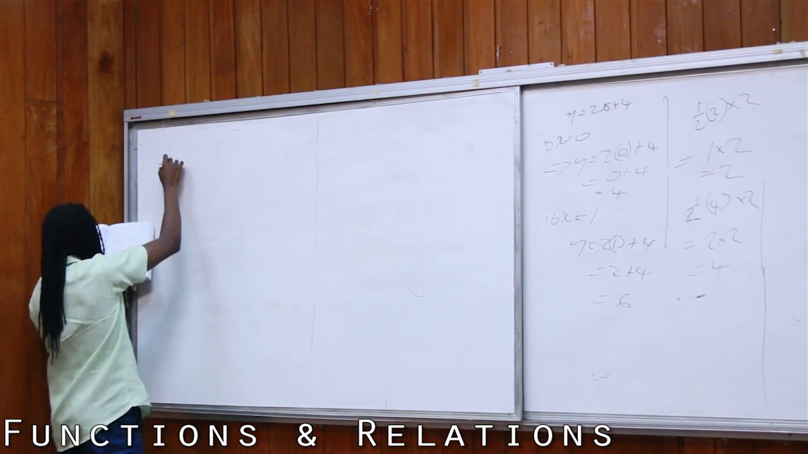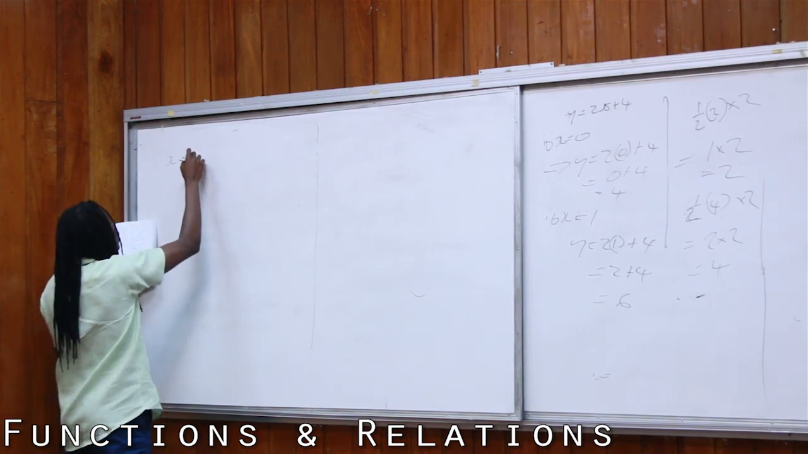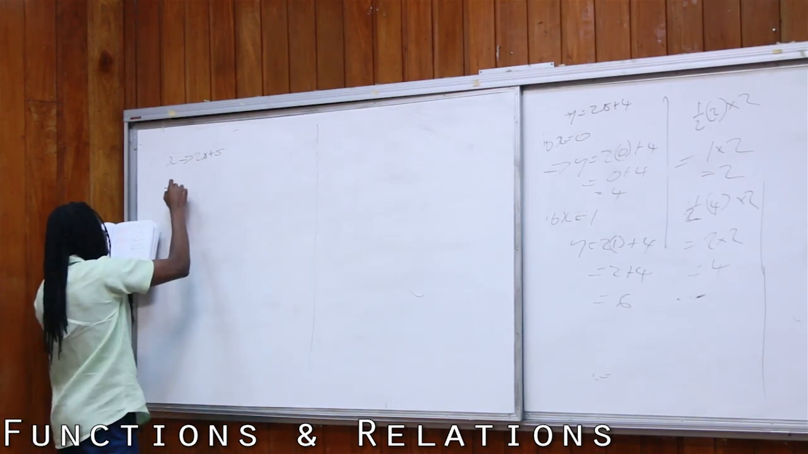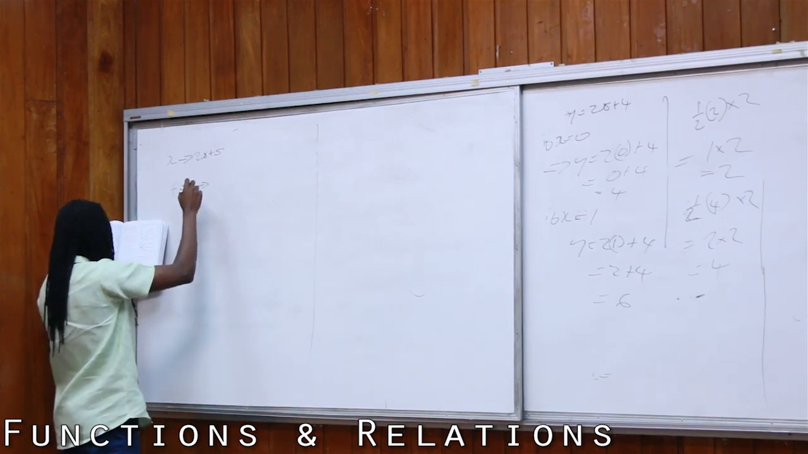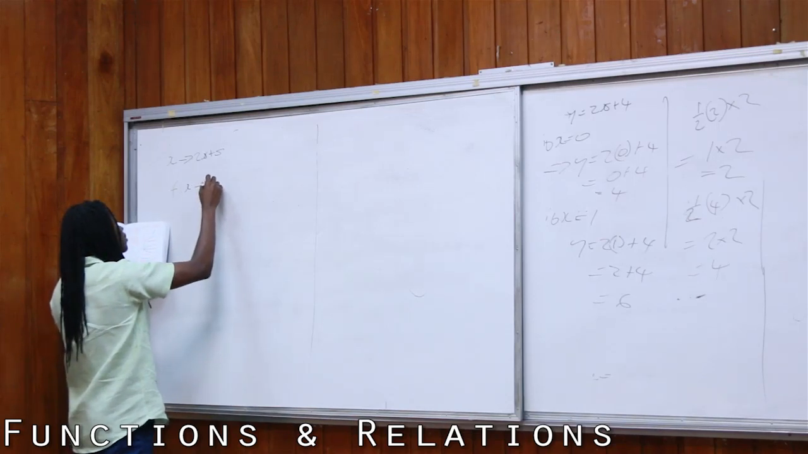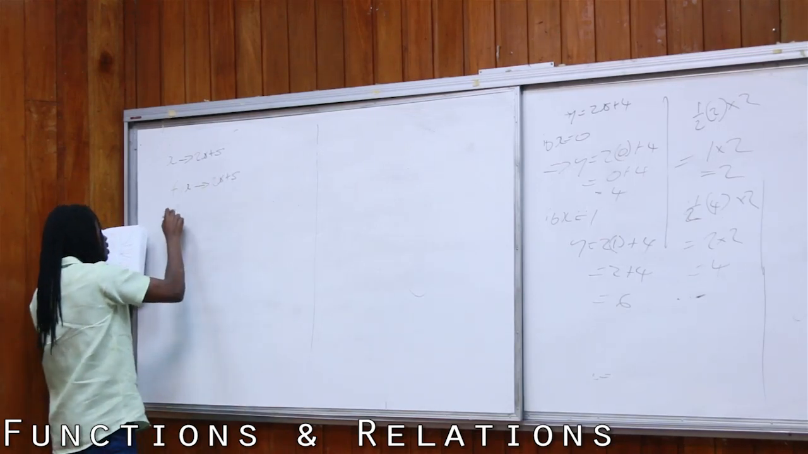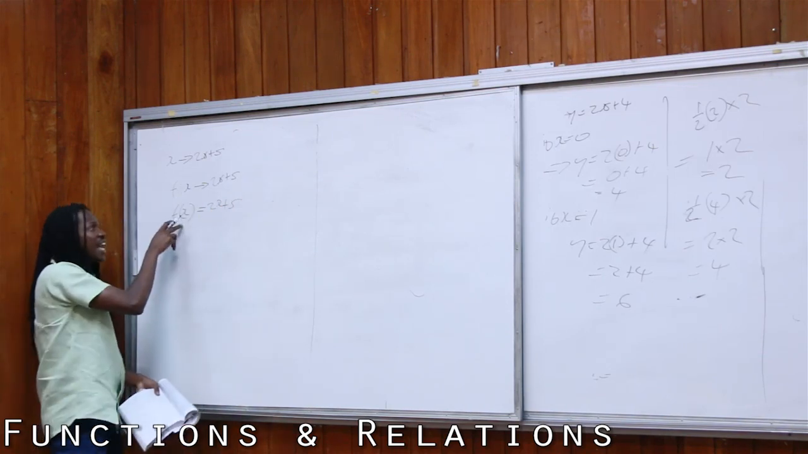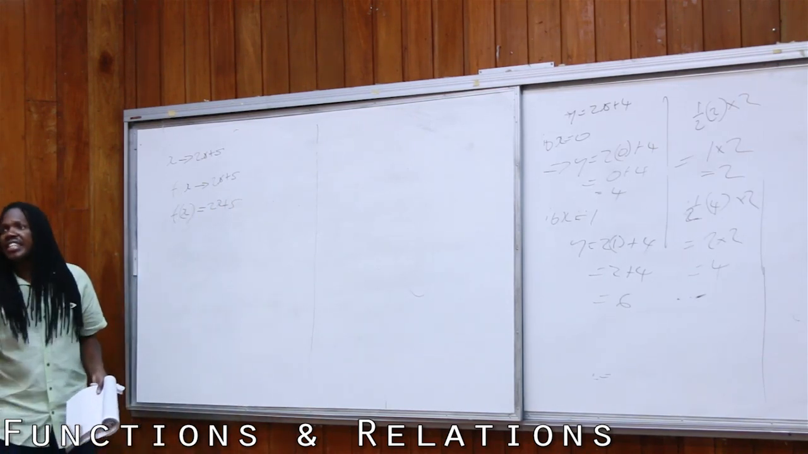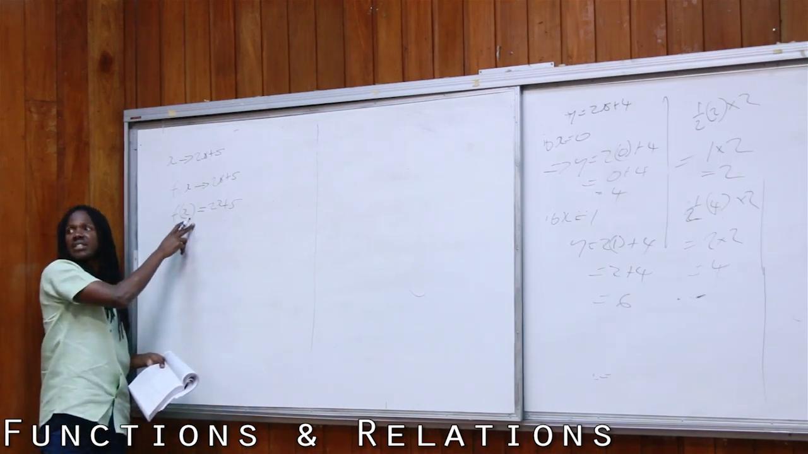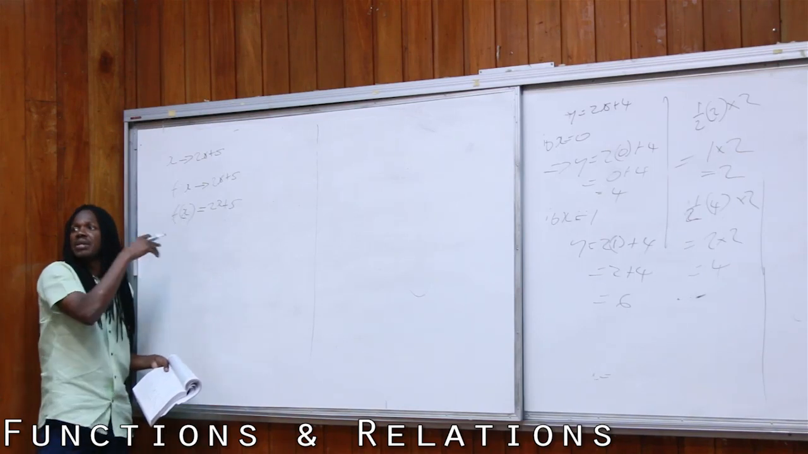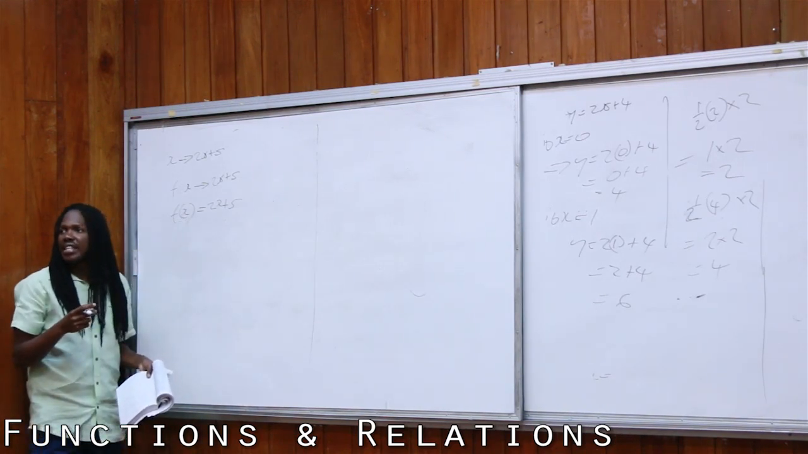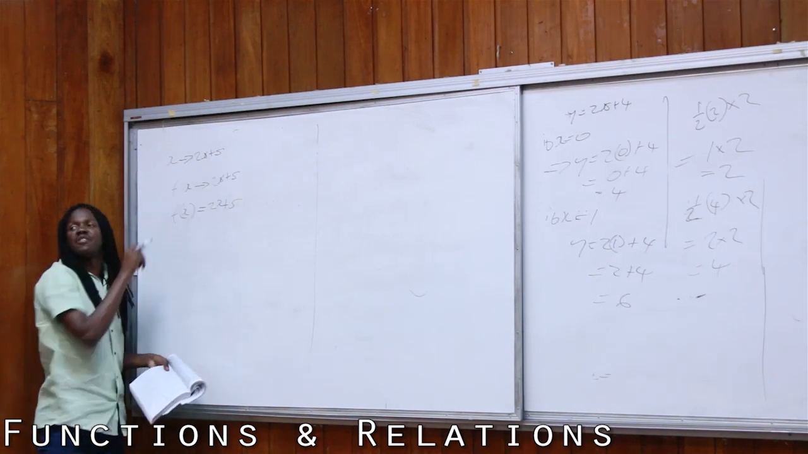Now, it is written like this: x is mapped onto 2x plus 5. What it's saying is that if x is mapped onto 2x plus 5, then f(x) equals 2x plus 5. Now, this f(x) is not f times x. It is simply a way of writing the function of x. In normal life, f(x) would mean f times x, but in functions, it simply means a function of x. Are you understanding?